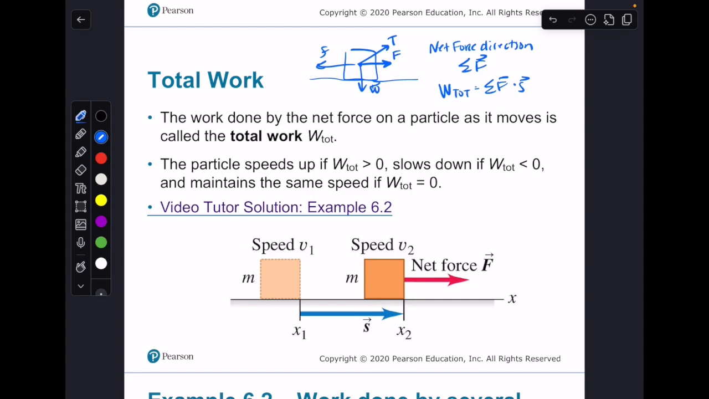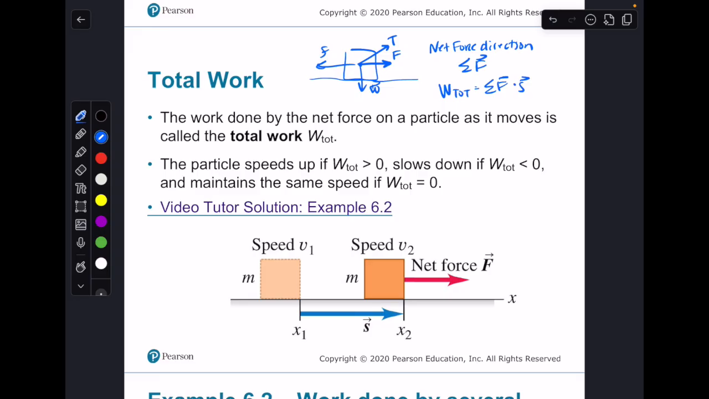So we can add up all the forces and then do the dot product, or we can do the dot product four times and add up all those values. Does that make sense? Either way, you get the total work. And we'll do an example just like that.